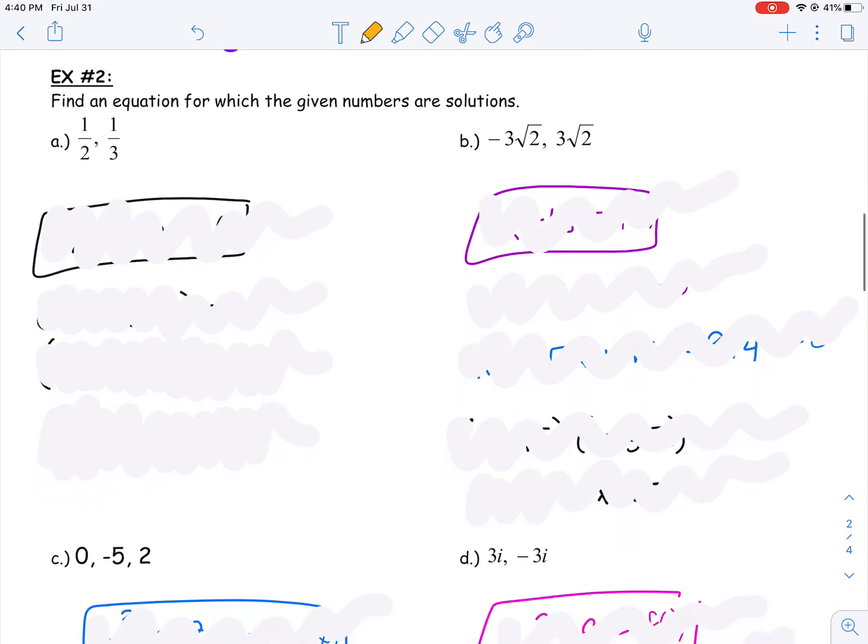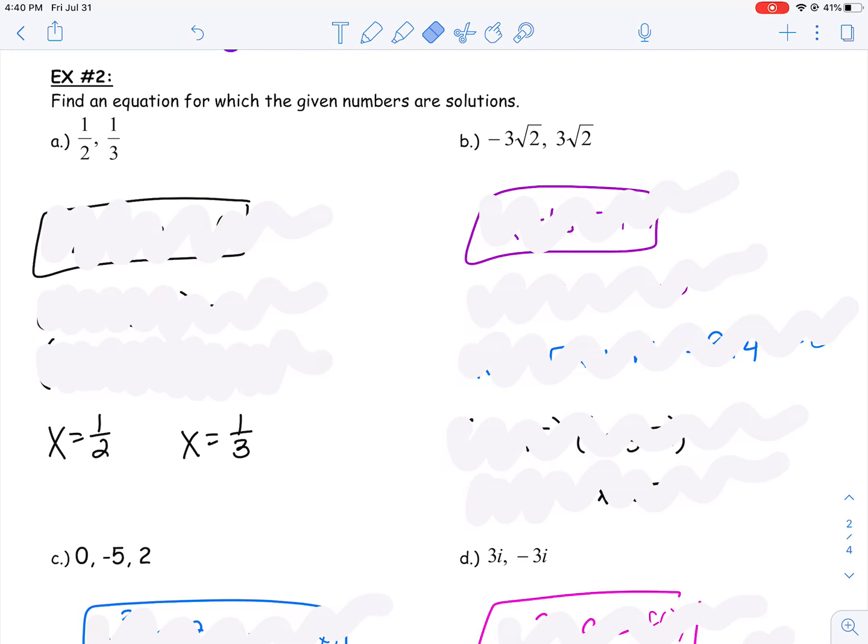So it says here in example number 2, find an equation for which the given numbers are solutions. So I'm already giving you the answer. You're welcome. I want you to tell me what the equation was. So look at A with me. I have 1/2 and 1/3. So what we're really saying is that the two answers are 1/2 and 1/3. So x equals 1/2 and x equals 1/3.